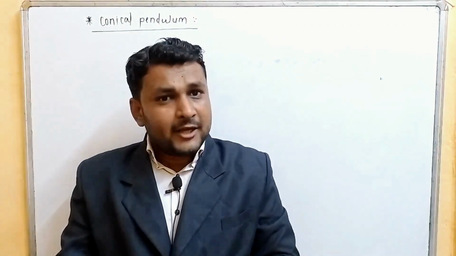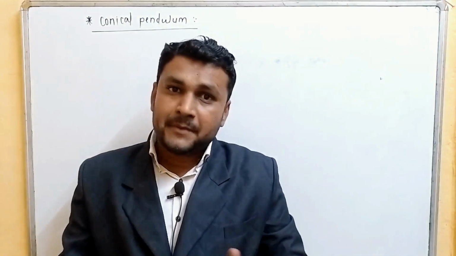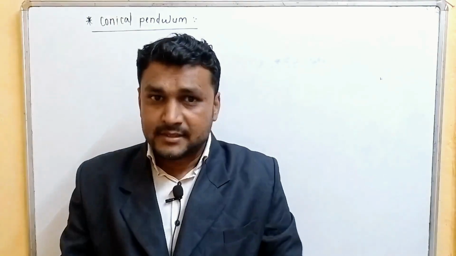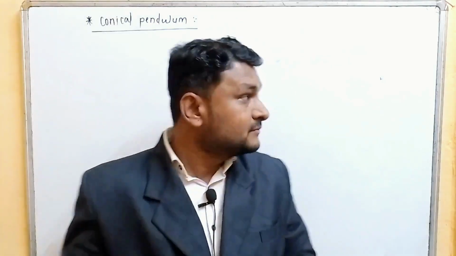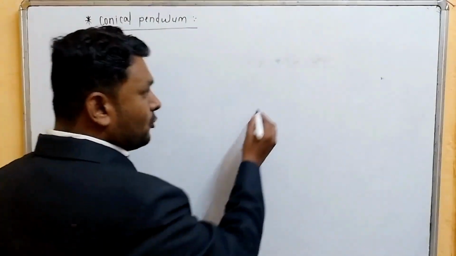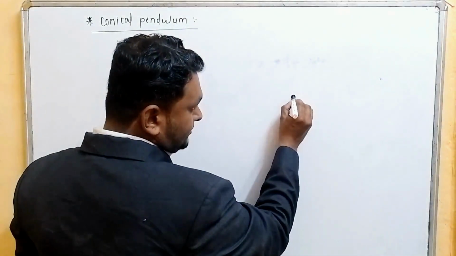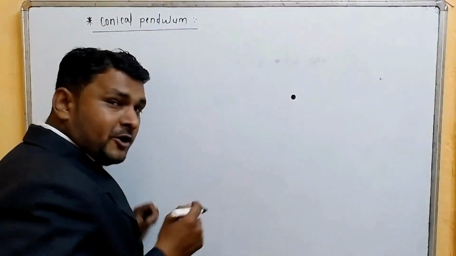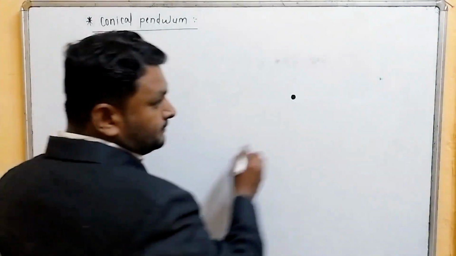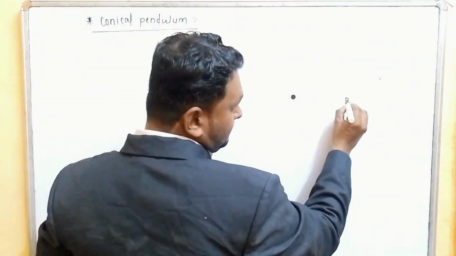So today we are going to learn what is the conical pendulum. First of all, let us understand what is the pendulum. So see here, suppose this is the point object. Normally this point object is said to be a bob. You can call it as a bob.